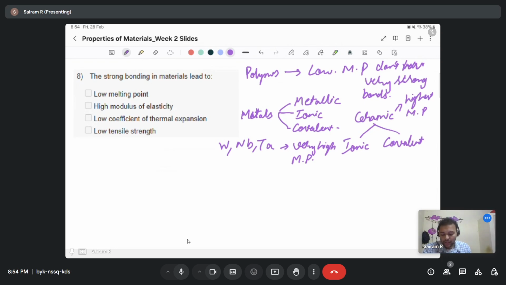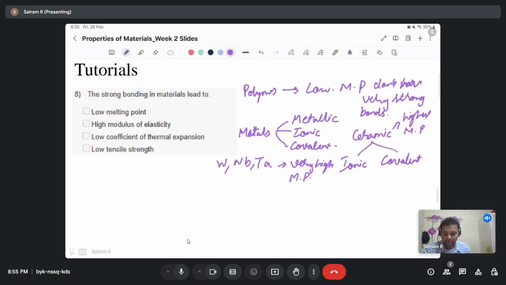As simple as that. High modulus of elasticity. Yes, we know that the modulus of elasticity is almost proportional to the force in the potential energy versus distance plot. So when the force between these two atoms is very, very high, then the elasticity is also bound to be very high.